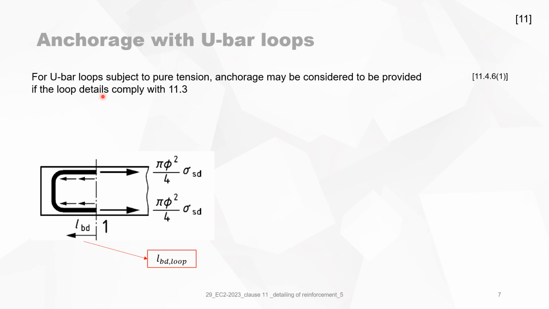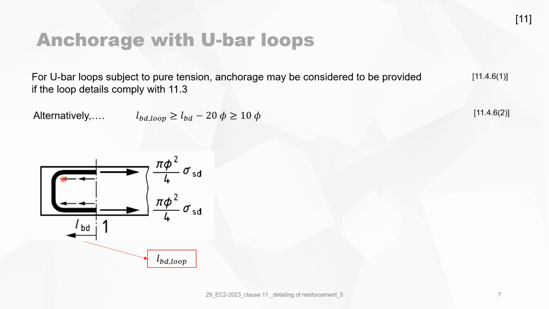First, it says that for U-bar loops subjected to pure tension, anchorage may be considered to be provided if the loop details comply with 11.3. So if you comply with minimum mandrel diameter and so on, then you can regard this U-bar loop as fully anchored. That's what it says here. So you don't need LBD, it is in fact 0. If you make this loop consistent according to the rules with a phi mandrel at least equal to the minimum mandrel diameter, then they say it's fully anchored.